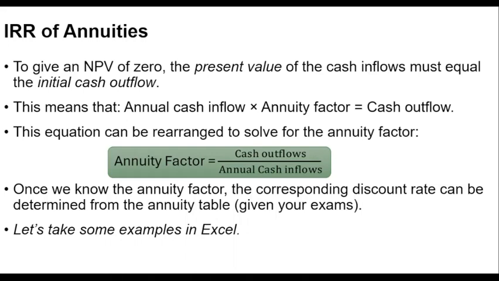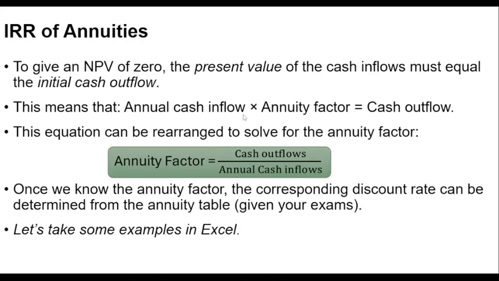So let's say for the next 5 years, you'll be receiving 2,000 each every year. So that is what you call annuity. Whilst perpetuity, you receive that amount forever. So they are saying that to give an NPV of 0, the present value of the cash flows must equal the initial cash outflow. This means that annual cash inflow multiplied by the annuity factor, which we have previously looked at, is equal to the cash outflow.